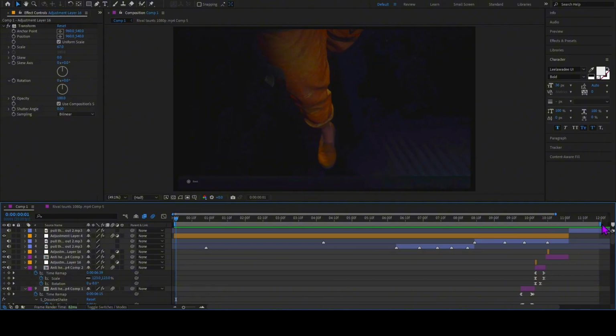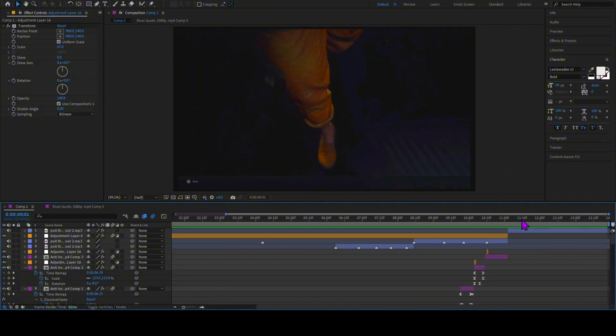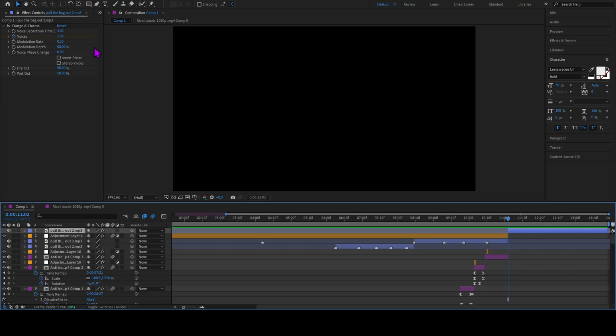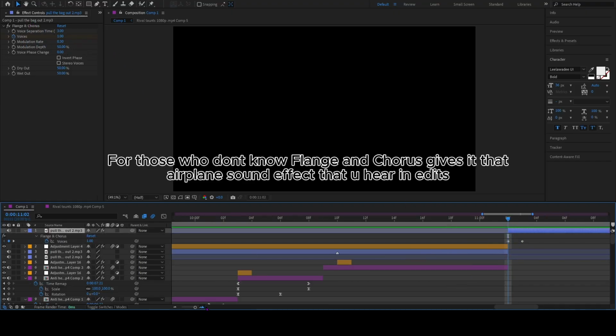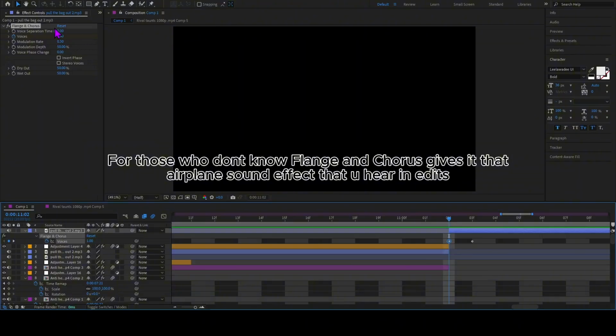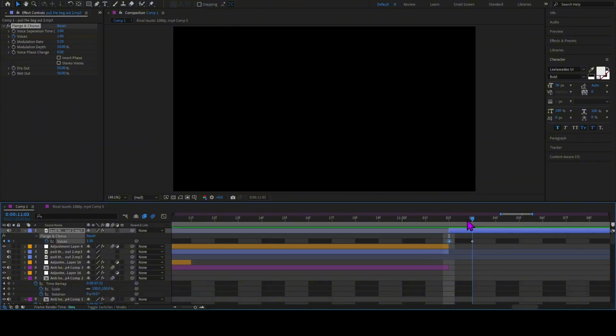And then at the end here, just added some flange in the chorus. Here's the initial value, just 3, keyframe 1, and then you go 1 frame after. Just put that 150, 1.50, and then you go.